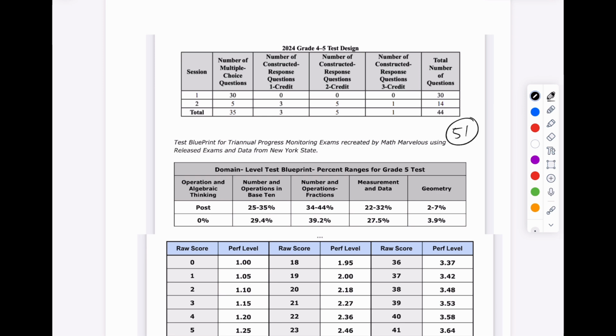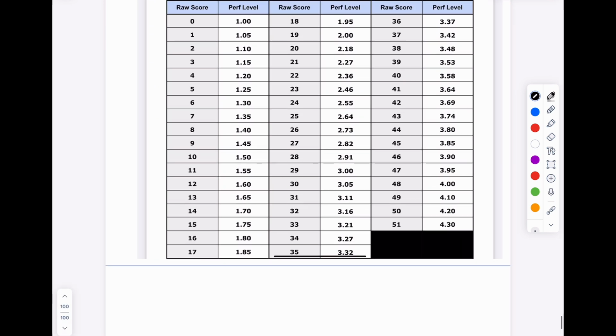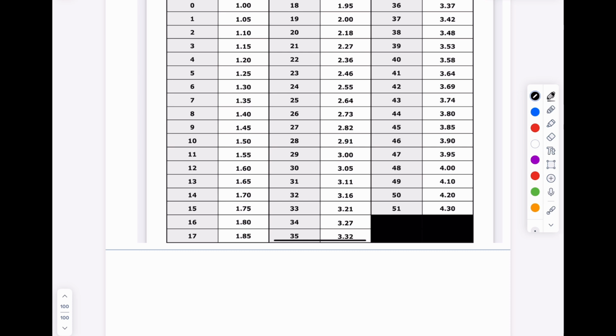Now, using that, here's the breakdown for 51 points. So if you had a perfect 51 out of 51, then you would give yourself even more than a level 4. I made this a hard test on purpose, but it gives you all the levels here. So let's say you only had 28 points. If you had 28 points, then you would have a score of about a 2.91, a level 2, just below a level 3.